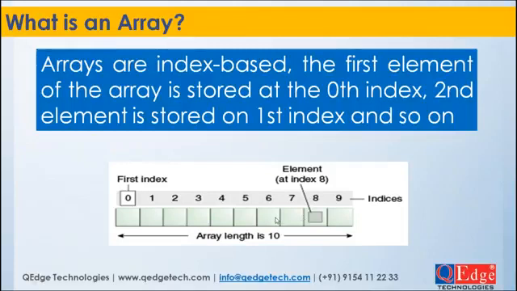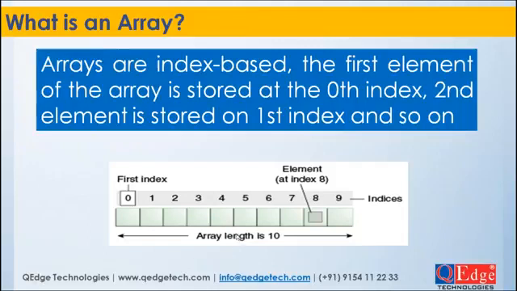Arrays are index based. The first element of an array is stored on the 0th index. So I declared an array, I assigned a value into an array. While assigning a value into an array, at which position you are storing the data has to be mentioned. The values will be stored in a sequential manner. The second element is stored in the first index of an array. You know, arrays are zero-based index.